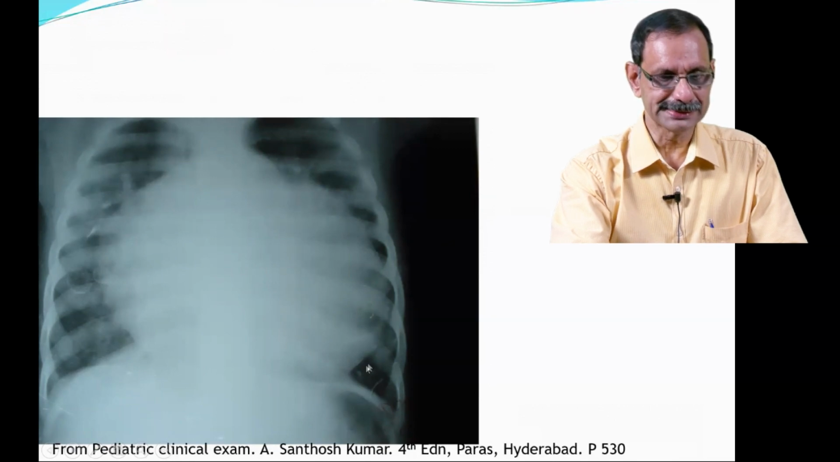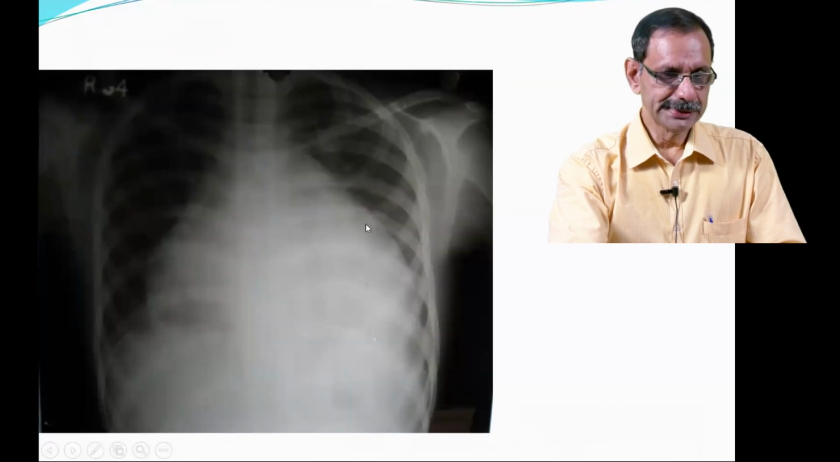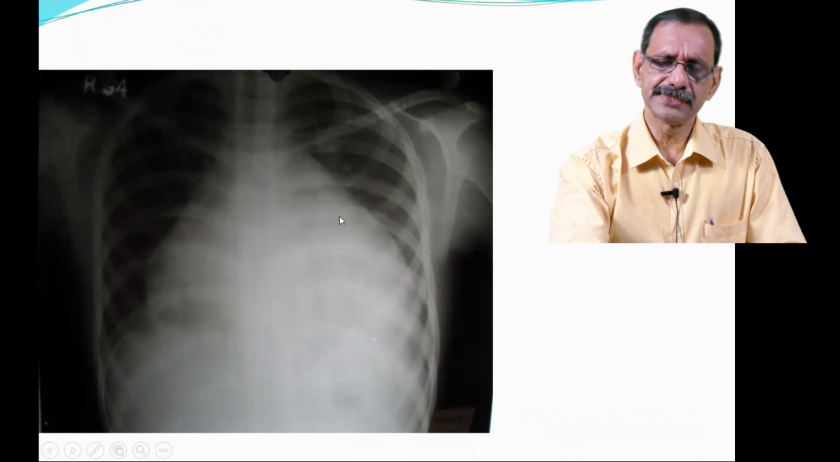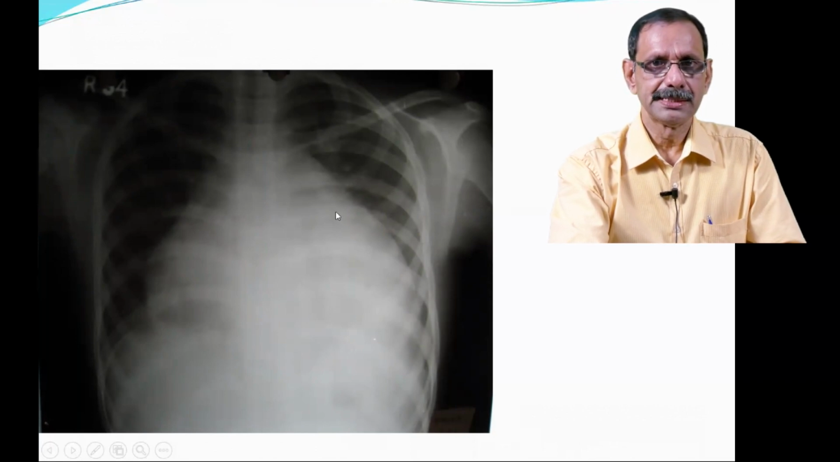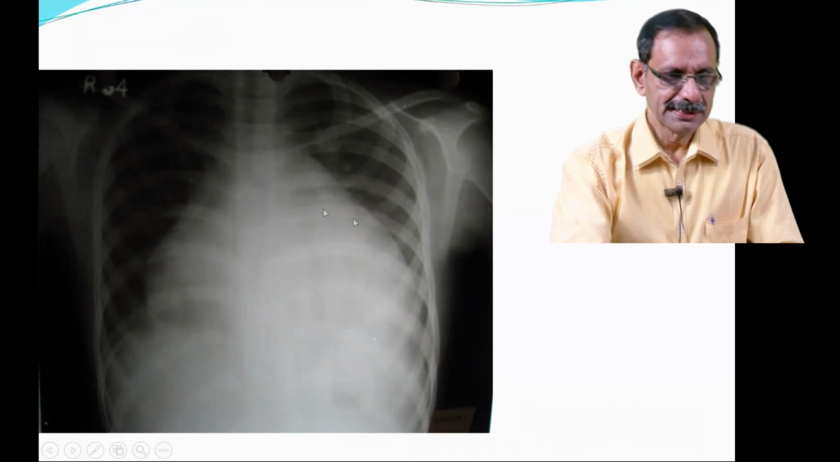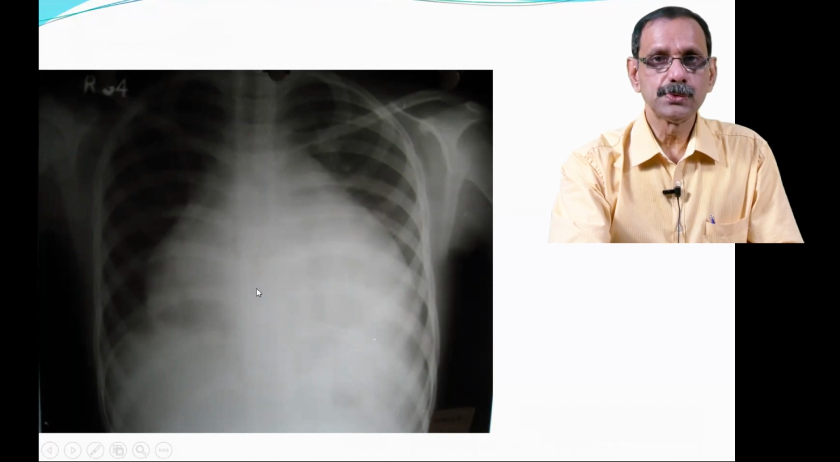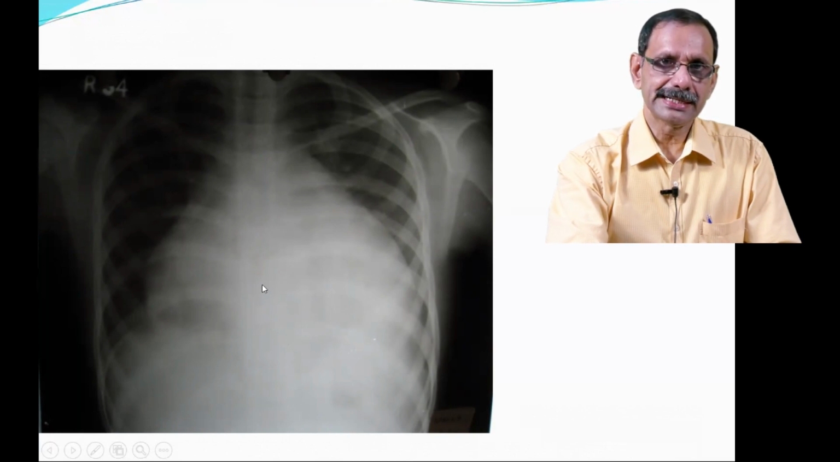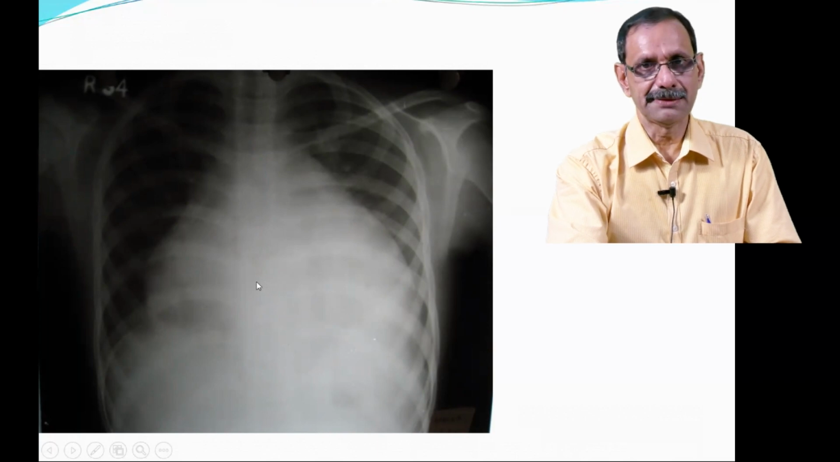Yeah, this is again a huge heart. Can it be pericardial effusion? Yes, it can be. Can it be cardiomyopathy? Yes. But then see this right atrium, it is huge. So a huge right atrium is generally part of Epstein anomaly.